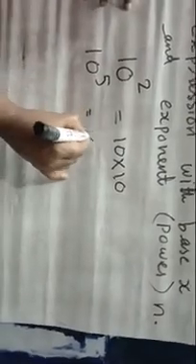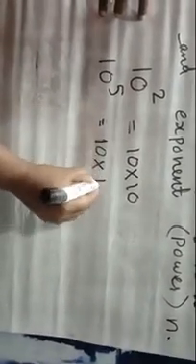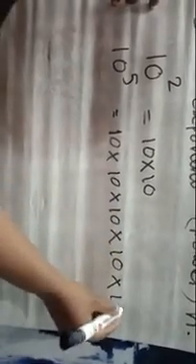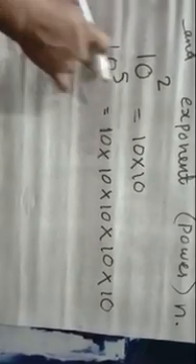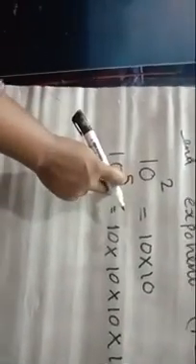That is 10 into 10 into 10 into 10 into 10. 1, 2, 3, 4, 5 times. 10 raised to 5 means multiply 10 five times. This is read as 10 raised to 5 or 10 raised to the power 5. Simply we can read it as 10 raised to 2, 10 raised to 5.